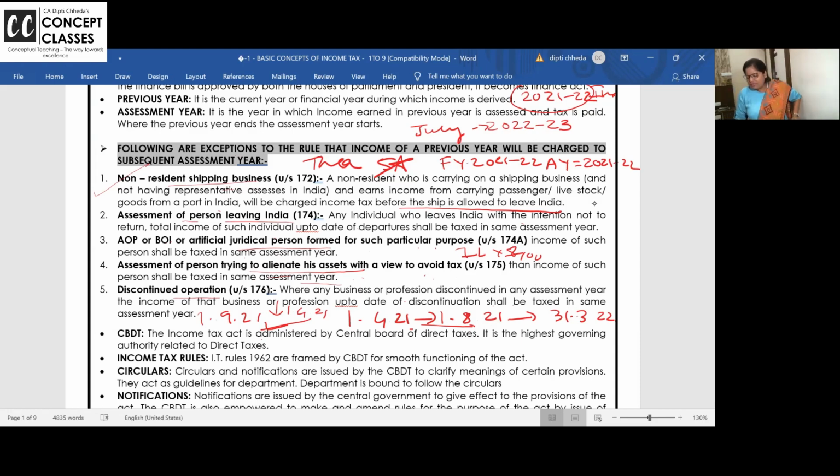So before we open it up, let us discuss what are the exceptions to the rule that previous year's income is assessed and taxes paid in the next year. Non-resident shipping business, person leaving India, AOP, BOI formed for a limited period, assessment of a person who is trying to alienate his assets, and discontinued operation. Okay? Read if you have any doubt.